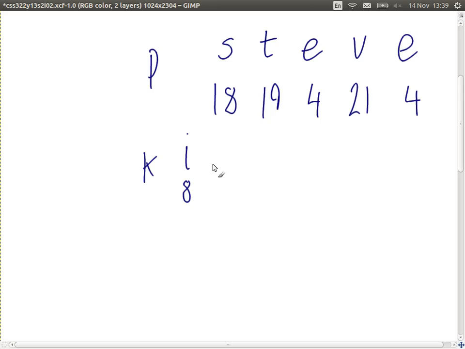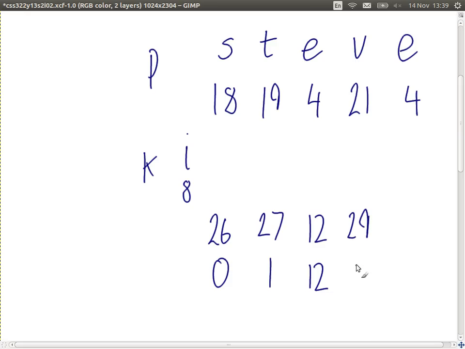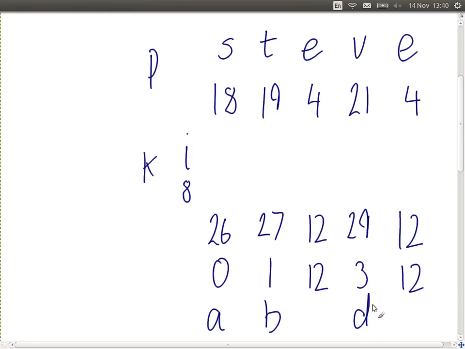So the equation: we just add the two numbers together, mod 26. 8 plus 18 is 26, mod 26 is 0. 8 plus 19 is 27, mod 26 is 1. 8 plus 4 is 12, mod 26 is simply 12. And that gives us A, B, and what's 12? Twelve is M. Good.